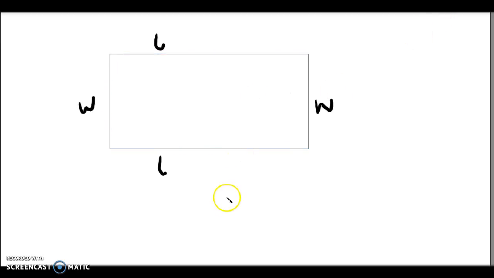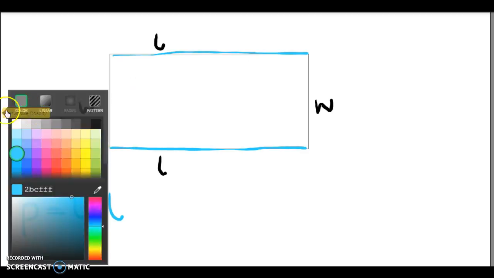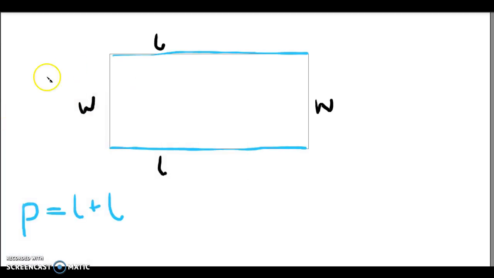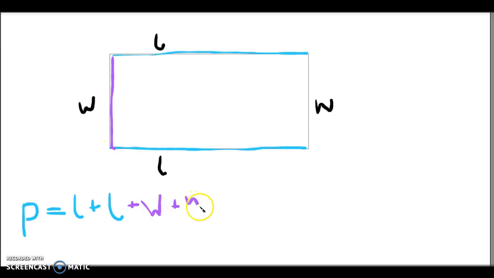So the most basic way to write this formula that you probably know is perimeter equals length, which is this side right here, plus length, which is this side up here, plus width, which is right here, plus width, which is right here, okay?